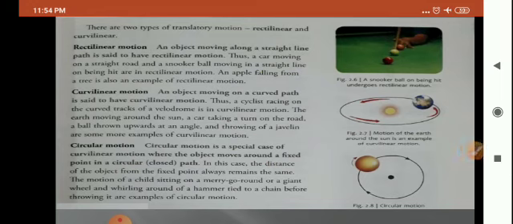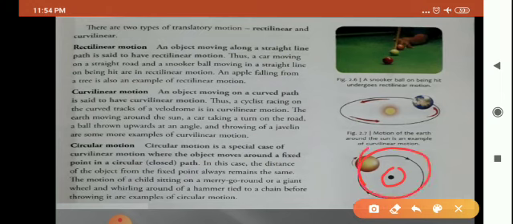Here the object is moving around a fixed point. Yes, like this. So what are you finding here? First of all, in circular motion this path is closed. Secondly, the object will always remain at a fixed distance from the fixed point. This black dot is your fixed point.